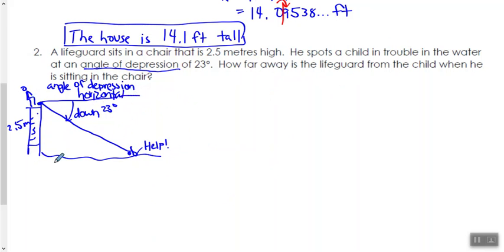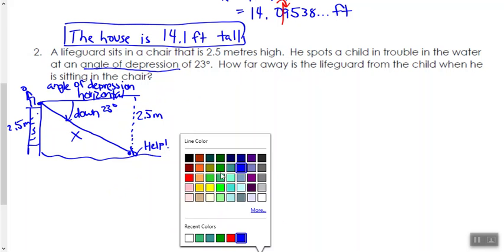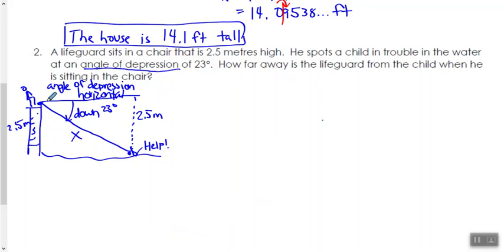Now, here we have our triangle that we can use. We can also make another one over here. So this will also be 2.5 meters. So here's an angle, here's a side, and we are looking for this. So doing that, we have our picture drawn. Now let's label our triangle.